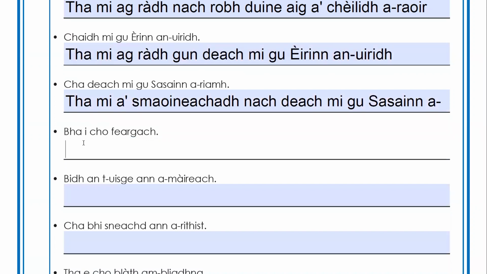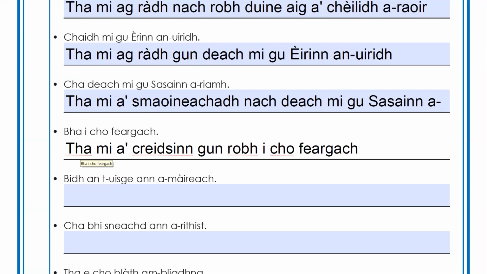Vai choferigach. She was so angry. Was, the verb to be. It's in the past tense. Va, and it's positive. So ha mi creidsinn, va positive, so it's gun. What's the dependent form of va? And ro, va charo, so gun ro. Ha mi a creidsinn gan ro I cho ferigach. I believe she was so angry.